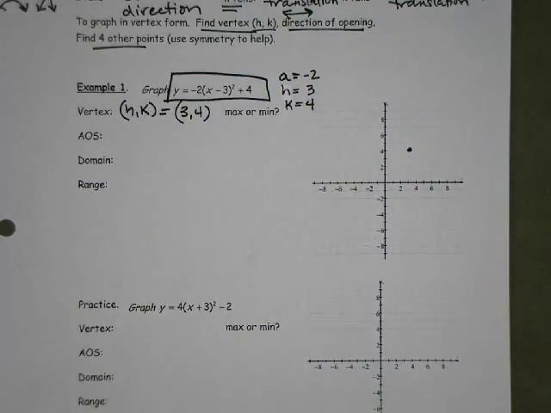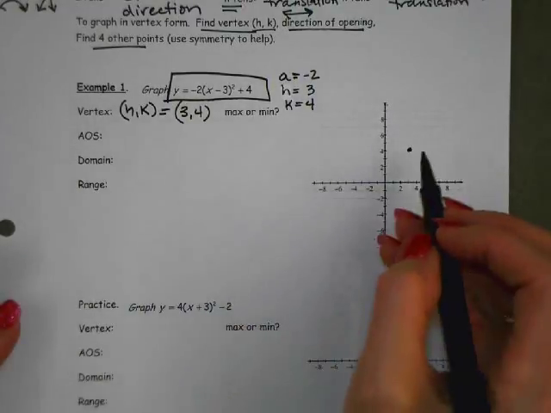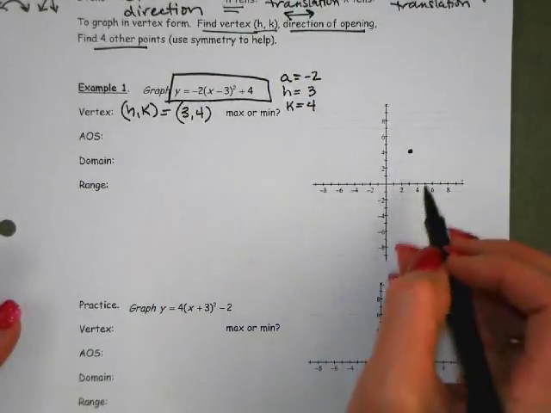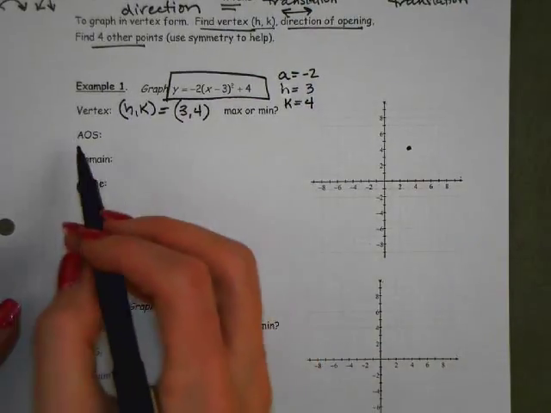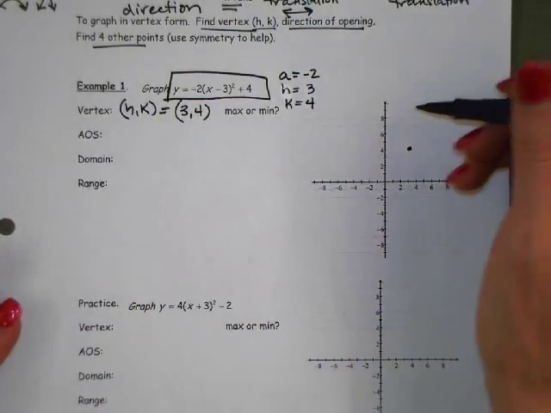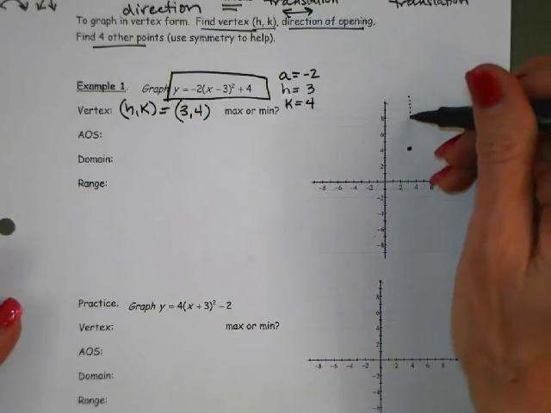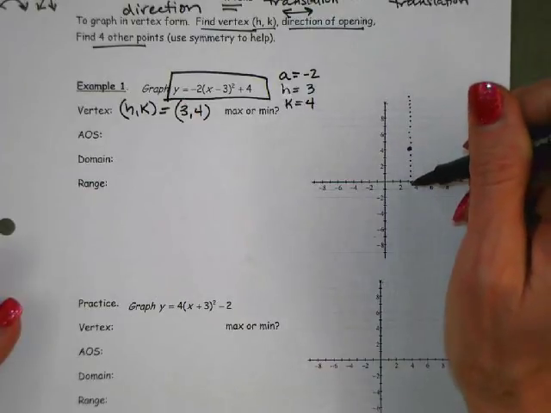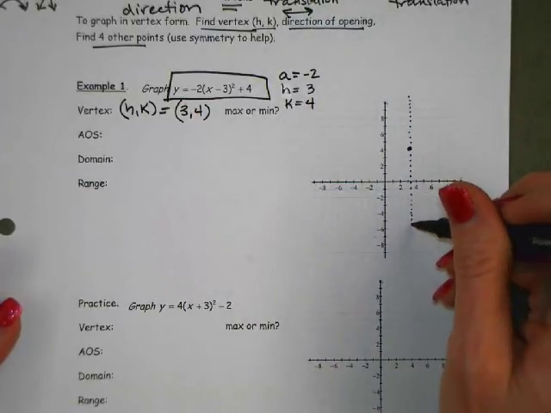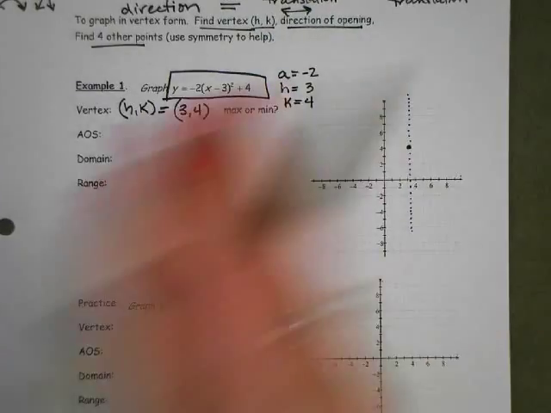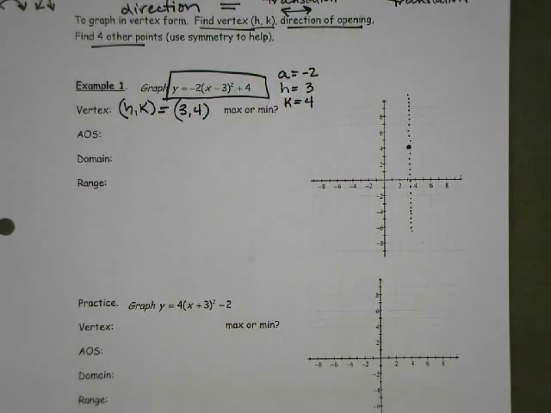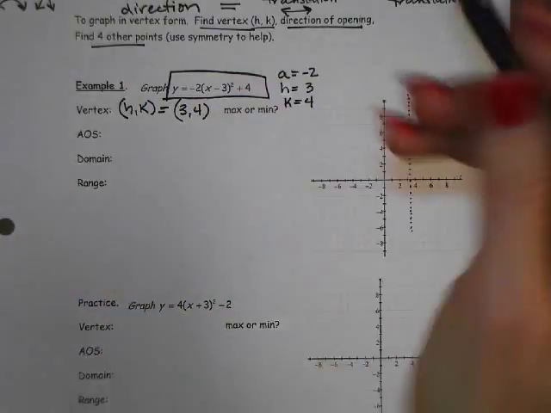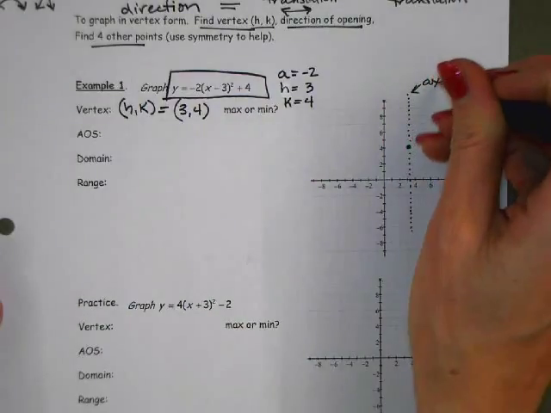Okay, I'm going to look at my A, okay? What does A tell me? Is it opening up or opening down? It's going to open down, right? Because it's a -2. So we know it's going to open down, okay? All right, what's my axis of symmetry? Well, I don't have to plug it in. I can just know that the axis of symmetry is always the x value of my vertex. It just means what line does my parabola go around, okay? So that's my axis of symmetry.